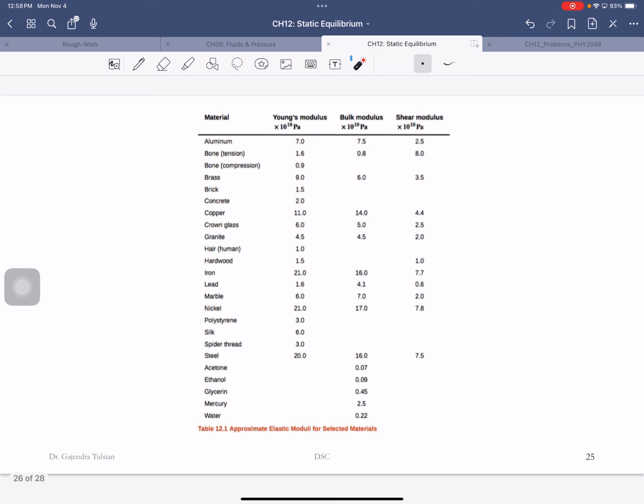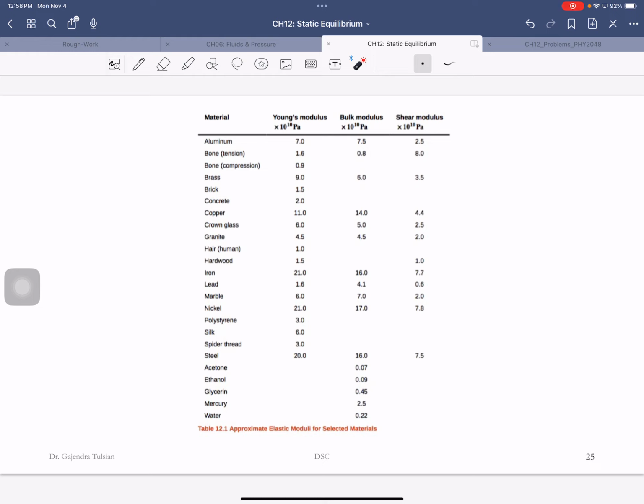So again, all these elastic constants are important, and here, you always have a table like this. So you see this, aluminum has a Young's modulus of 7 times 10 to the 10 pascals. Iron has 21. So what that means is iron is 3 times stiffer than aluminum.